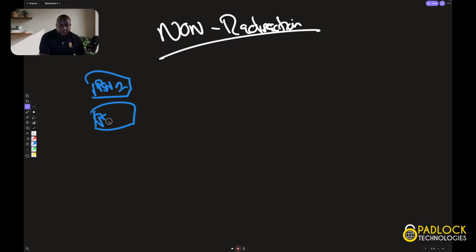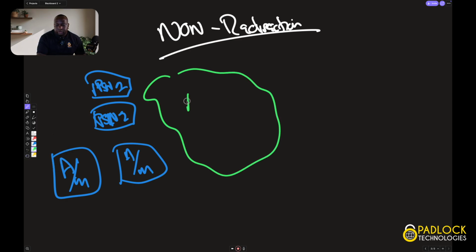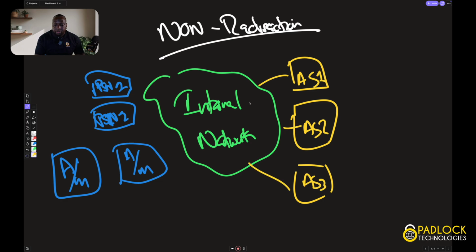PSN1, PSN2, MnT, internal network, access switches here. AS, AS, AS. 1, 2, 3 in the network. Now, when the device tries to get on the network, same thing happens. All right. Posture module up here, same thing.